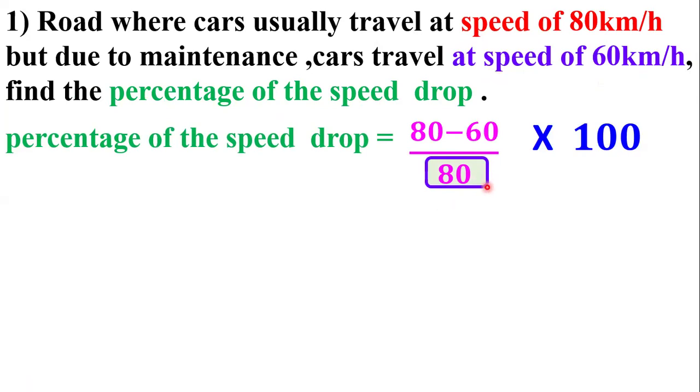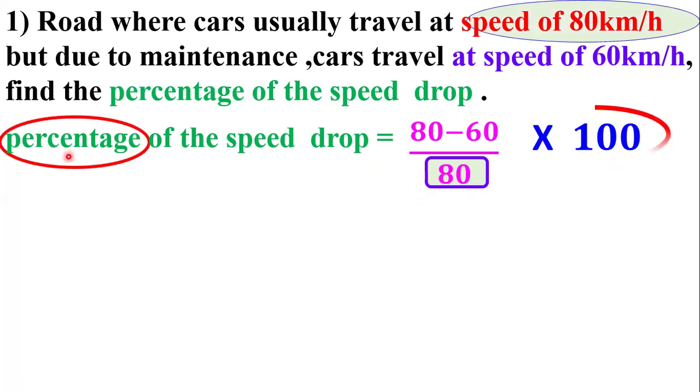Then I divide it by 80 because you are asked to find the percentage. So we need to divide by the initial speed, which is equal to 80, and multiply by 100 so we can express it as a percentage. That's why we need to multiply by 100.